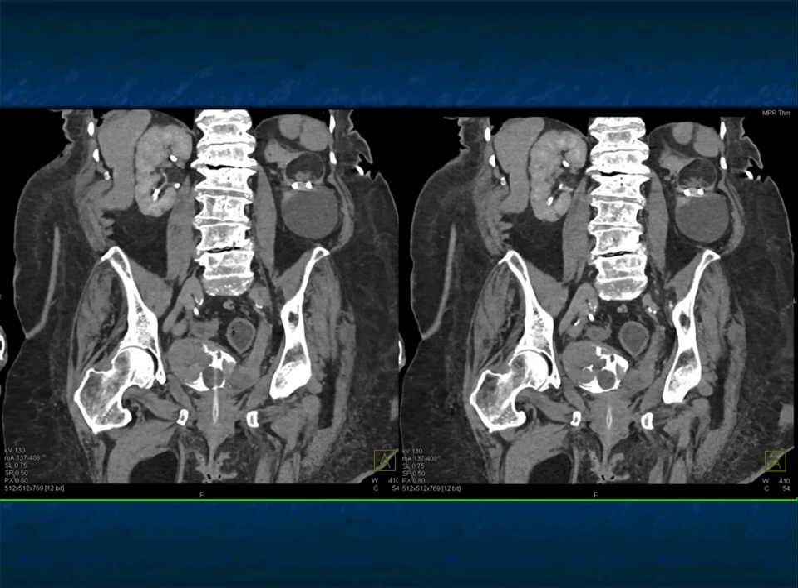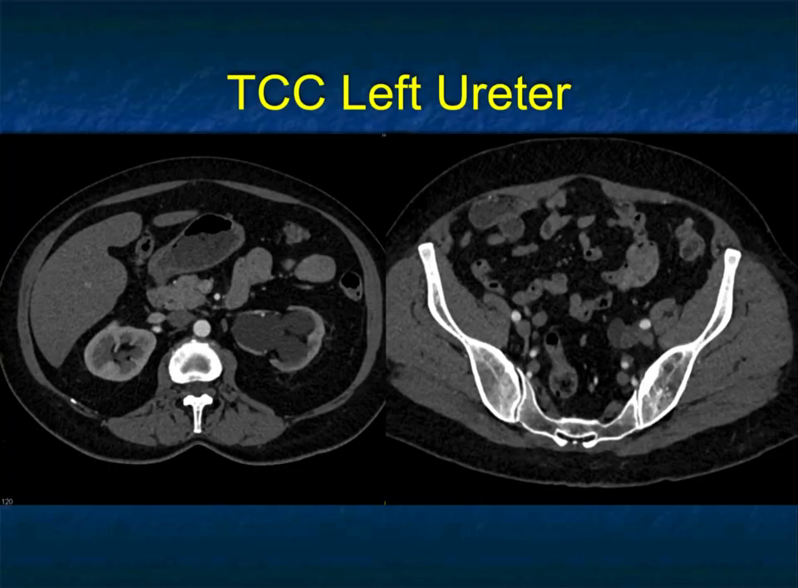Sometimes bladder grows up into ureter, but just a very nice set of images on a lesion that was missed 2 or 3 times. It's very easy to miss ureteral tumors. There's no doubt about it.